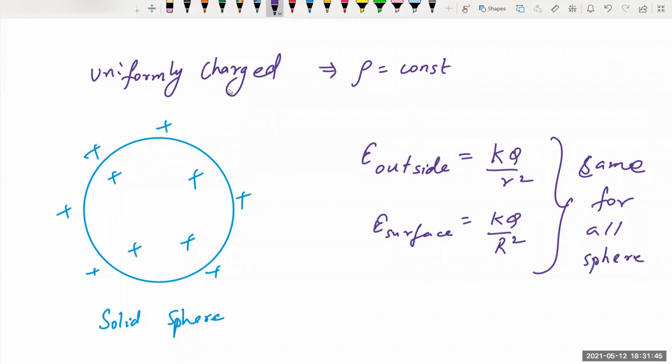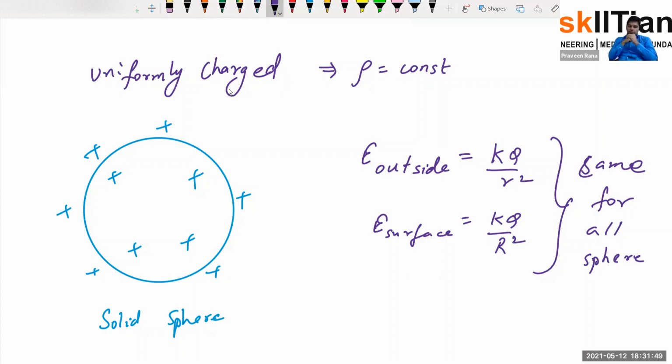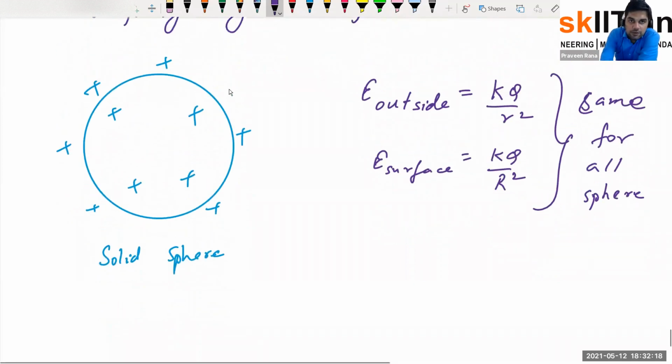Now the quantity that is going to change will be electric field inside. So do you think electric field inside would be 0? No. Exactly. How would you find electric field inside? Would it be from the surface? No, let's see how you would find it. Have you written this down?